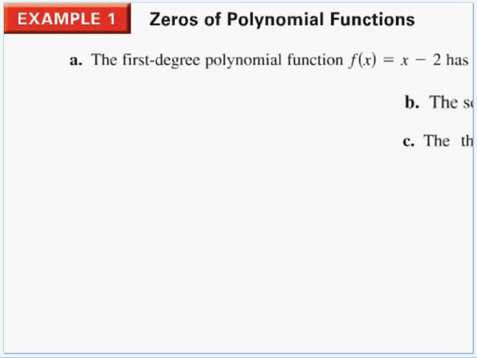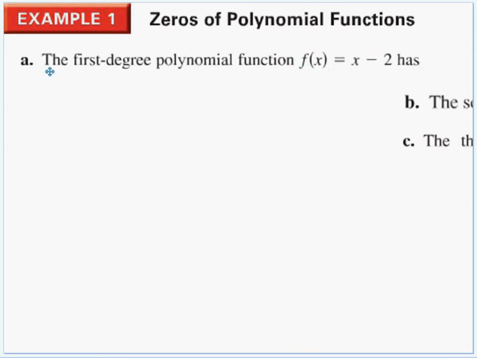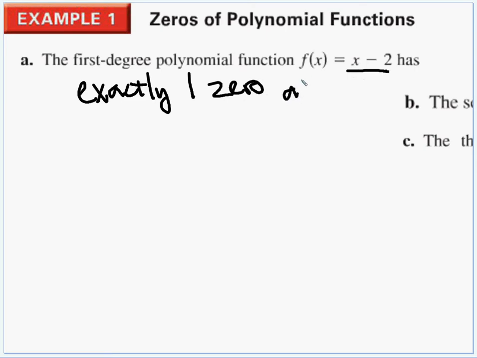Example 1, find the zeros of the polynomial. A, the first degree polynomial function, x minus 2. They're asking how many zeros does it have. It has exactly 1 zero. And this one, we could even set that equal to 0, and we could say that the zero is at x equals 2.